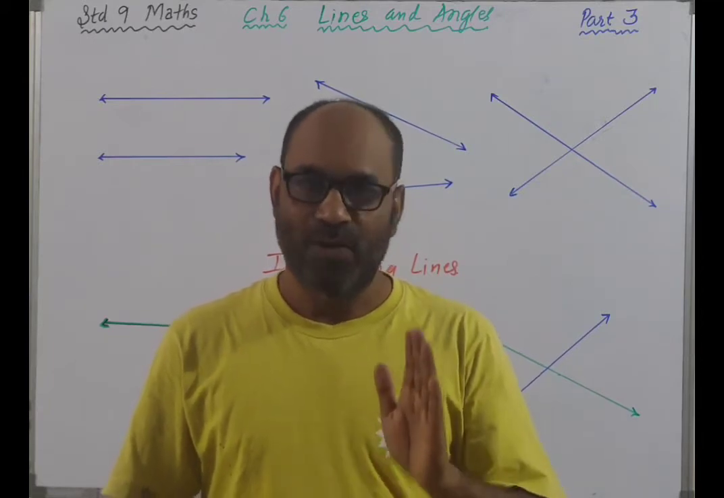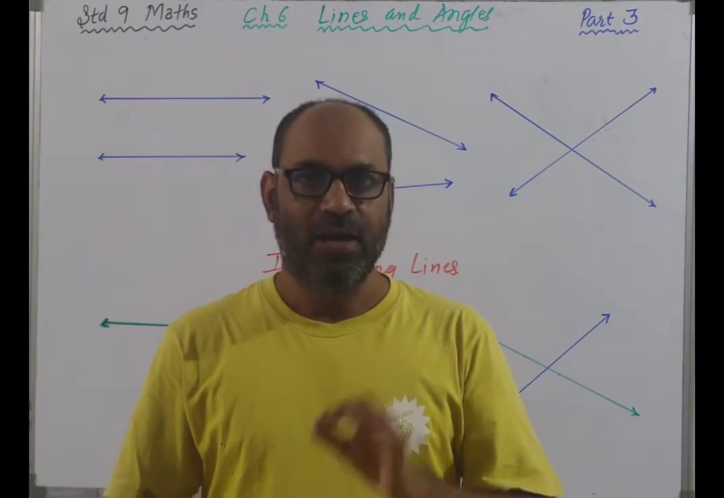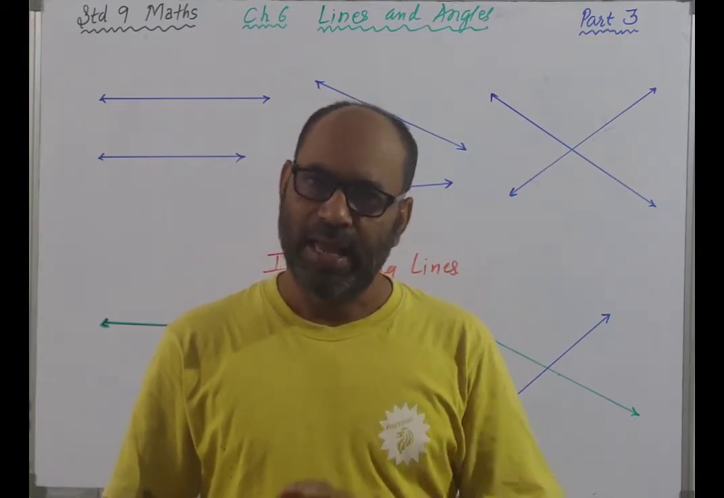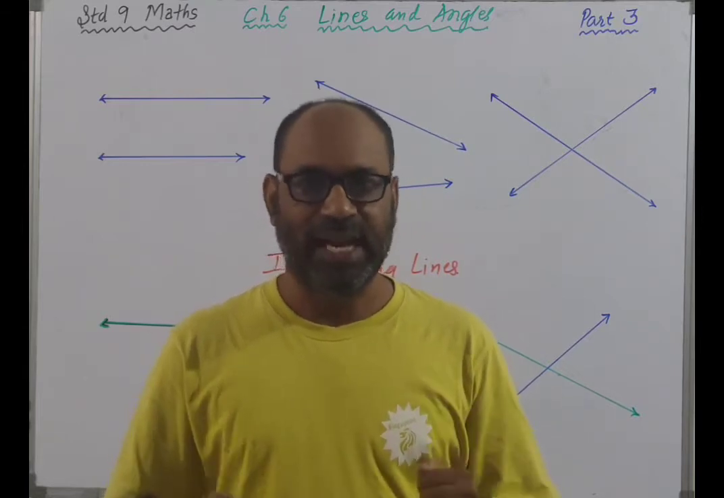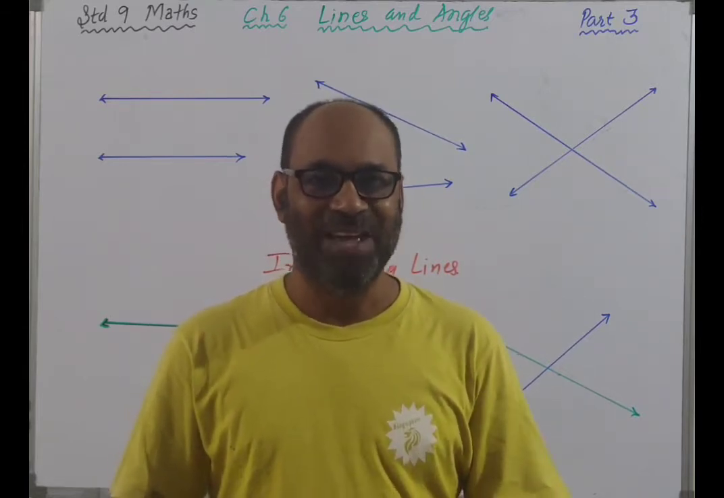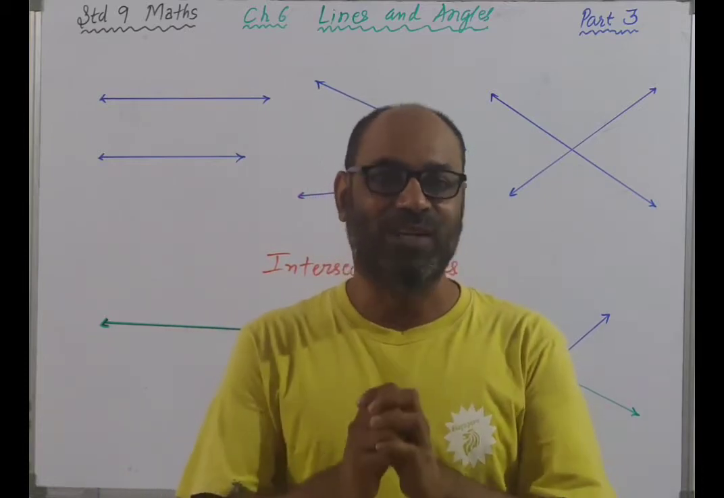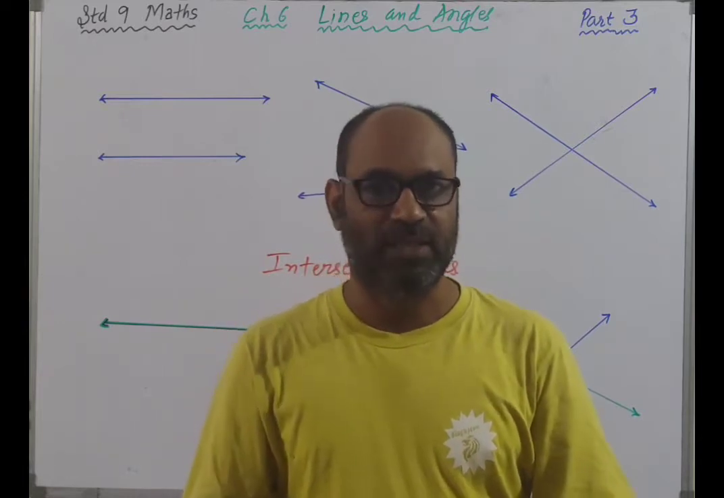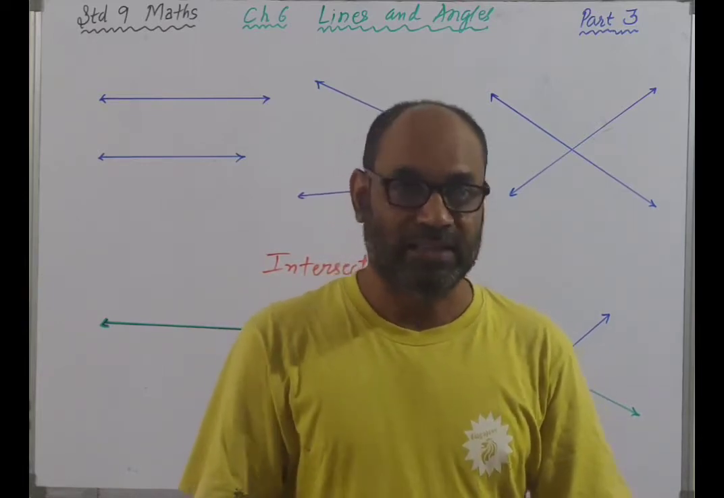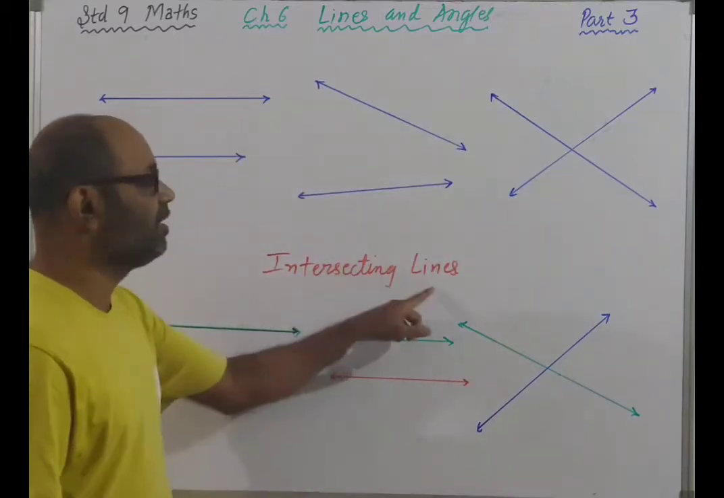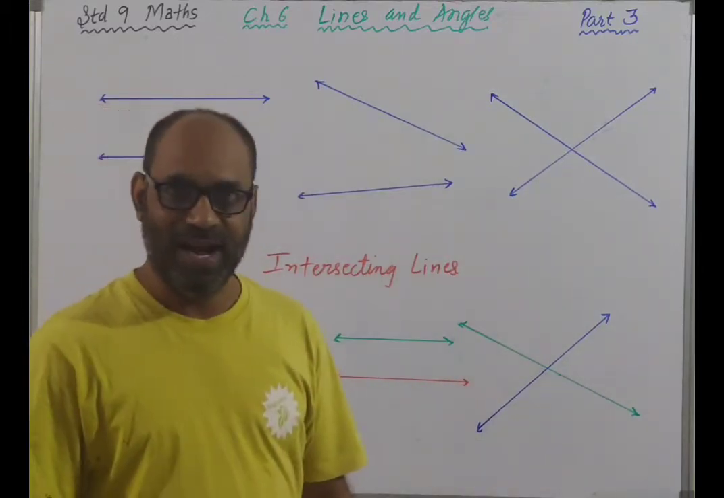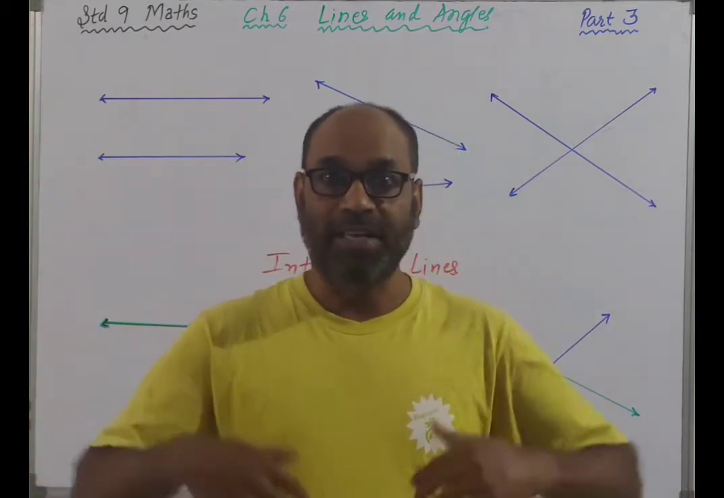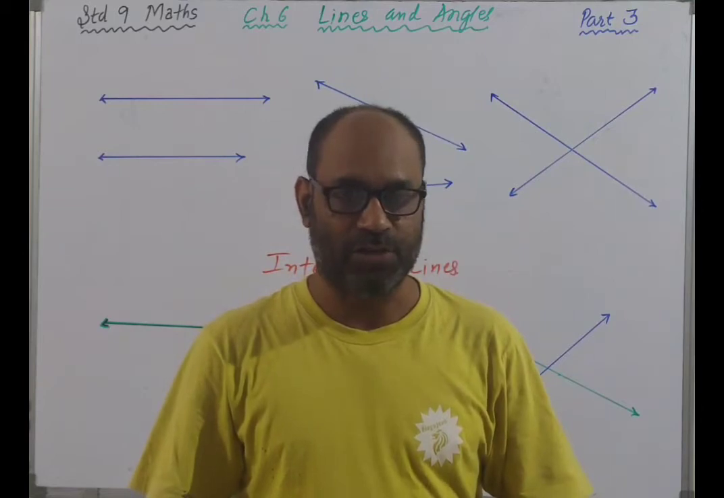Anyway, we will recall it. What is transversal, what are coplanar lines, and then we will see the types of pairs of angles based on transversal of two coplanar lines. But before seeing transversal and coplanar lines, let's discuss intersecting lines. If two lines are given, then what can be said about their intersection?